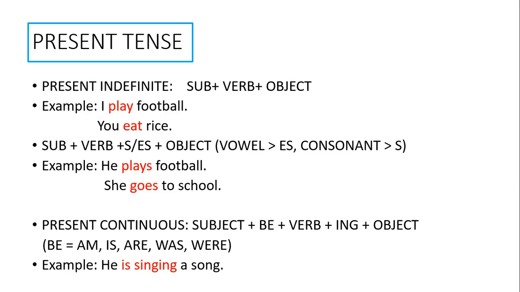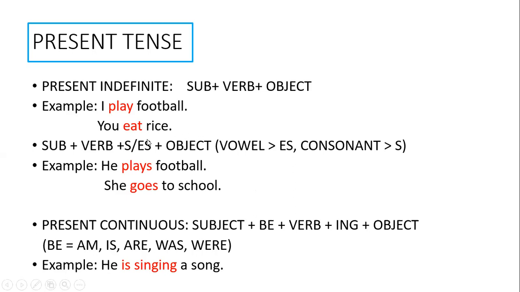What is the structure of the present indefinite tense? The structure of the present indefinite tense is subject plus verb plus object. For example, I play football, you eat rice. In these two sentences, we can see there is a subject I, play is the verb in red color, football is the object. So subject plus verb plus object: I play football, you eat rice. And keep in mind that in present indefinite tense we have to use the verb in present form.